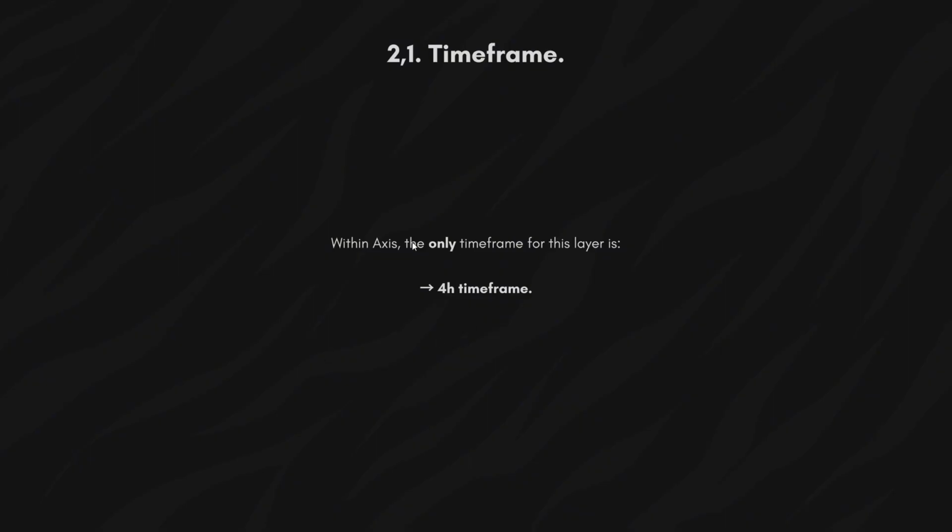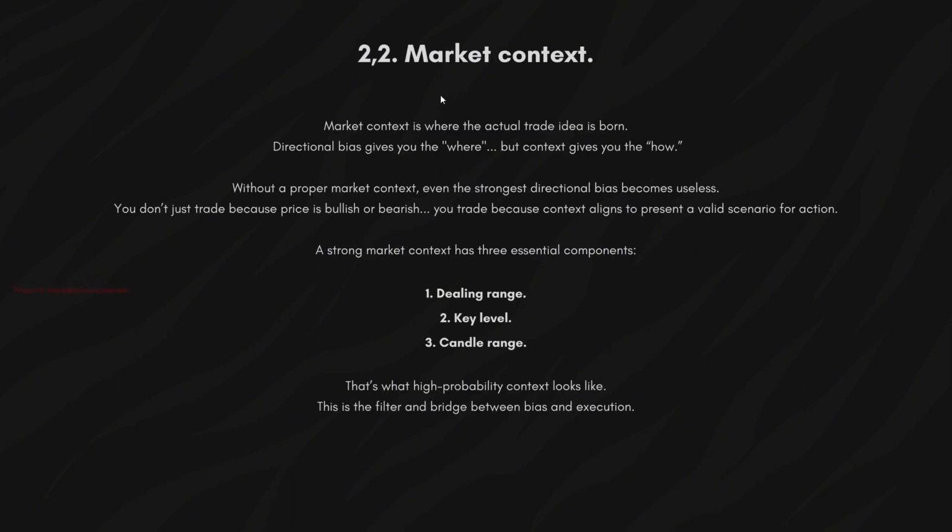Okay, now let's move on to the next slide and discuss the second component, which is market context. Market context is basically where the actual trade idea is born. The directional bias layer is where the idea begins, but this is where the trade idea is born. Within this layer, you will be developing a market context, just as the name suggests, and then you'll be using that context to frame trades or executions on the lower time frame. And that's actually more important than knowing the directional bias.